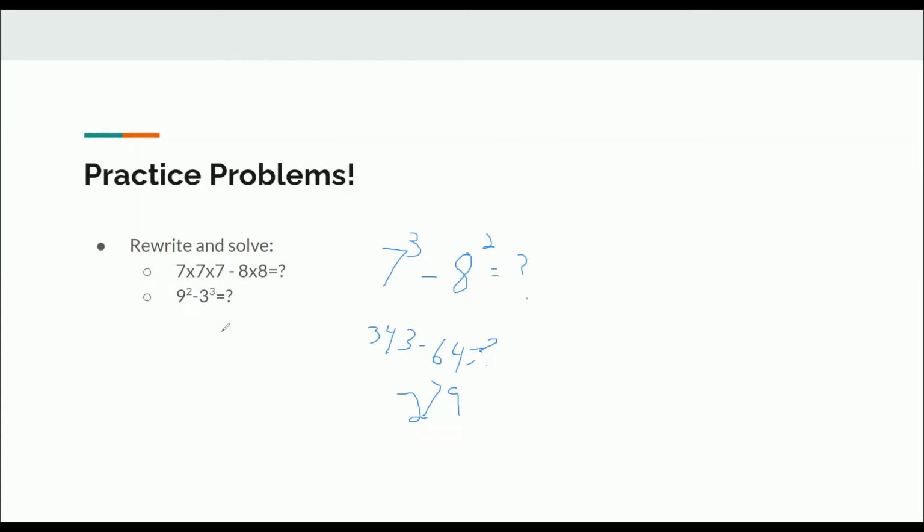So now I give you it in the exponential form, and I'm going to expand it, and then I'm just going to solve out the problem again. So I have 9 squared. So 9 squared is going to be equal to 9 times 9, because the exponent's 2, so that means that there are 2 nines, and then minus 3 cubed, so that means that there are going to be 3 threes. So I have 3 times 3 times 3, right?